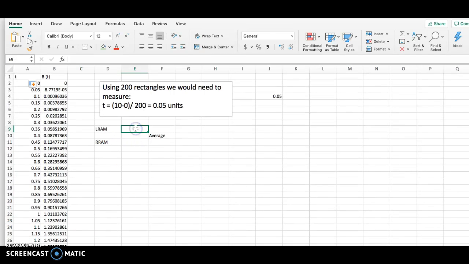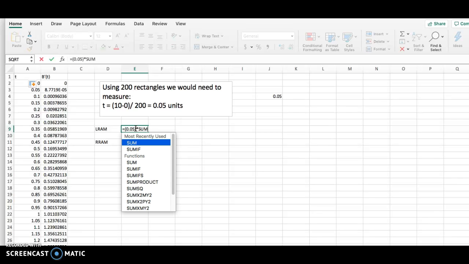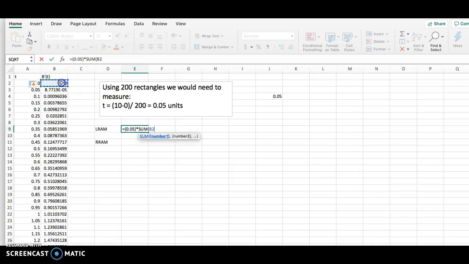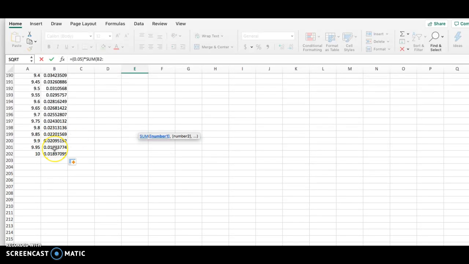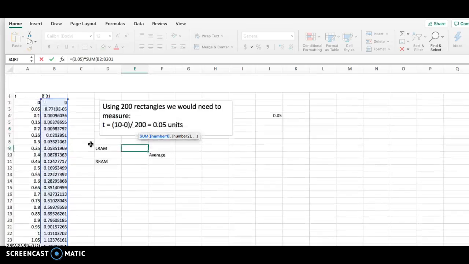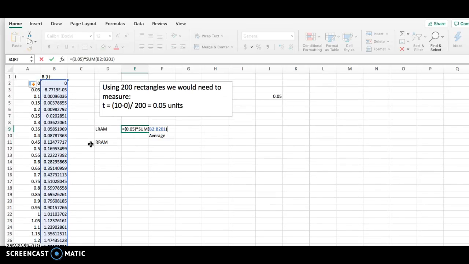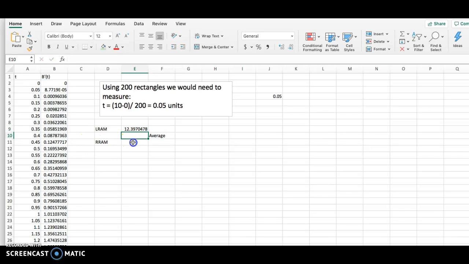So let's do our LRAM and our RRAM. The LRAM is always equal to the width of each rectangle, which in this case was 0.05, multiplied by the sum, and the LRAM is always the first value, colon, and then we're going to go down here and we're going to take everything except for the last value. So the next to last value right there, that's the LRAM. And then we're just going to close my parentheses. There's my LRAM.